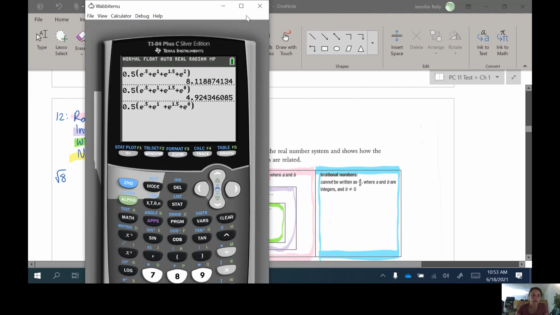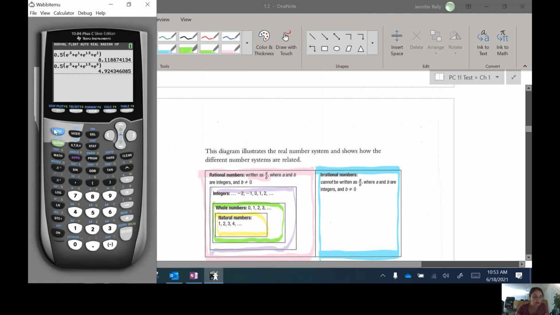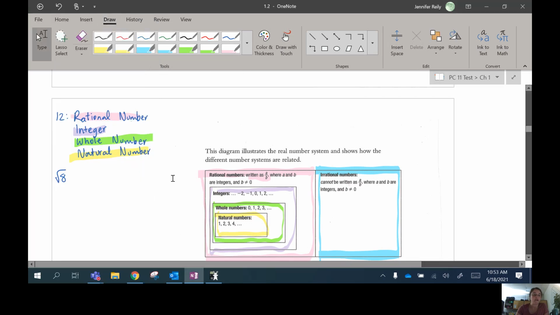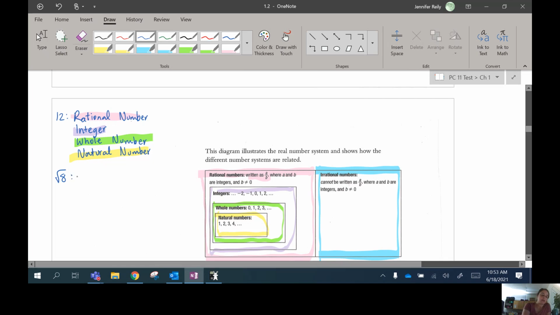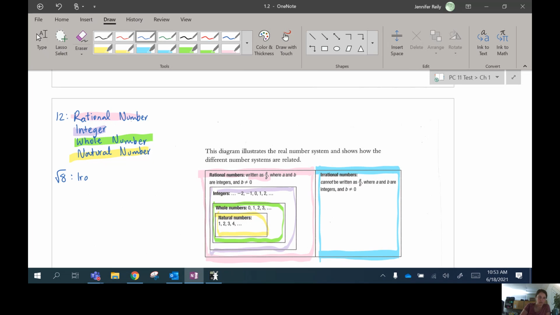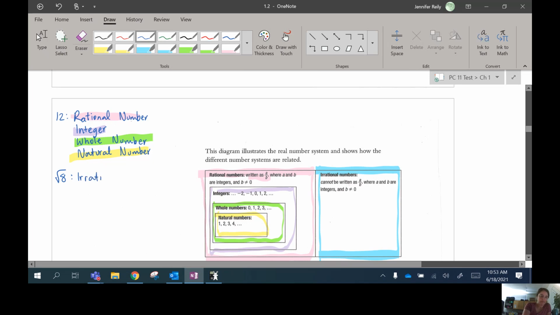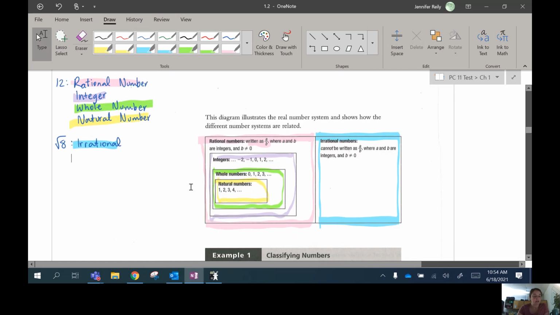if I type it in here, see, there's no pattern to that decimal. It's 2.828427125, and that decimal is going to go on forever. So we always want to decide, is it rational or irrational first? In this case, it cannot be written as a fraction, so it's irrational. And once we've decided it's irrational, we can stop because there are no special terms within that group. So it's irrational, that's it.